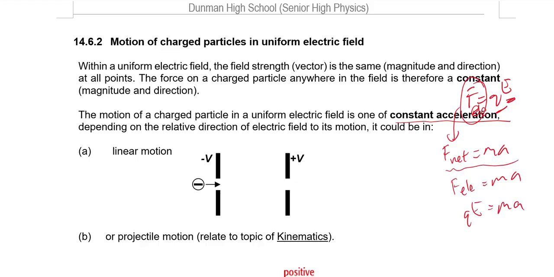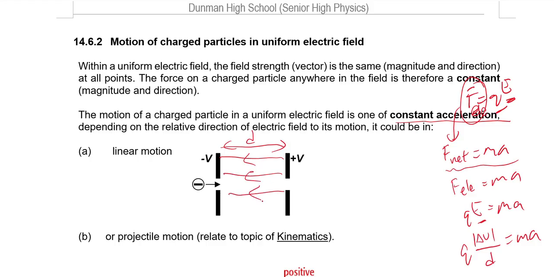And normally for parallel plates, your E formula is given by modulus delta V over d, where d is the spacing between the plates. And this is equal to ma, and that's how normally you calculate acceleration. So there's the horizontal type of acceleration like this case. Why? Because the field is from positive to negative, remember? So it's in this direction.